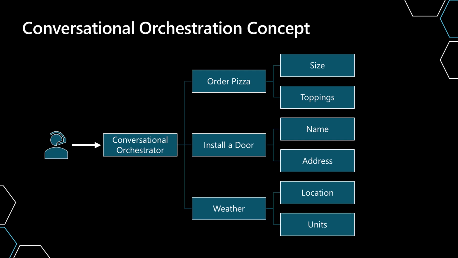And then once I've routed you down that path, maybe you said you wanted to install a door. Well, then I go through the process of collecting the information, like your name or your address. But imagine that you switch context on me. I'm asking what is your name, but you change and say, I want to order a pizza. Being able to do that is the concept of context switching as well. All of these are parts of the conversational orchestration capabilities of your Copilot.